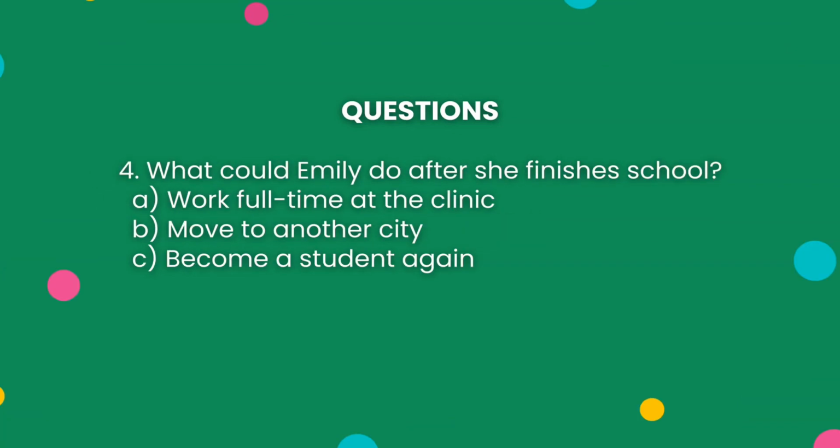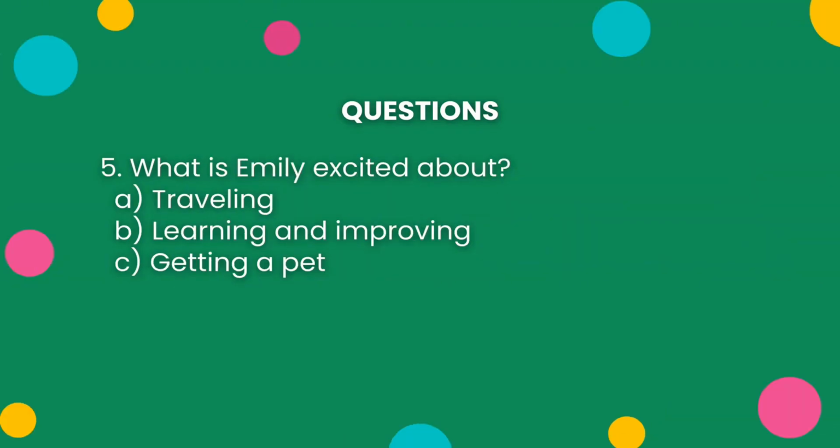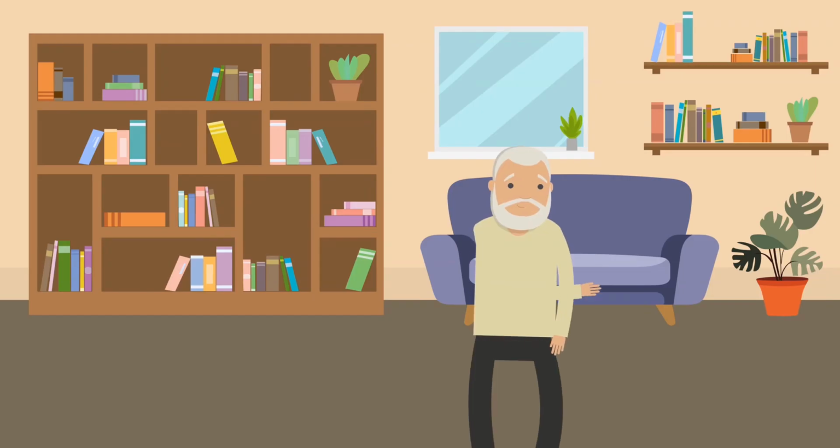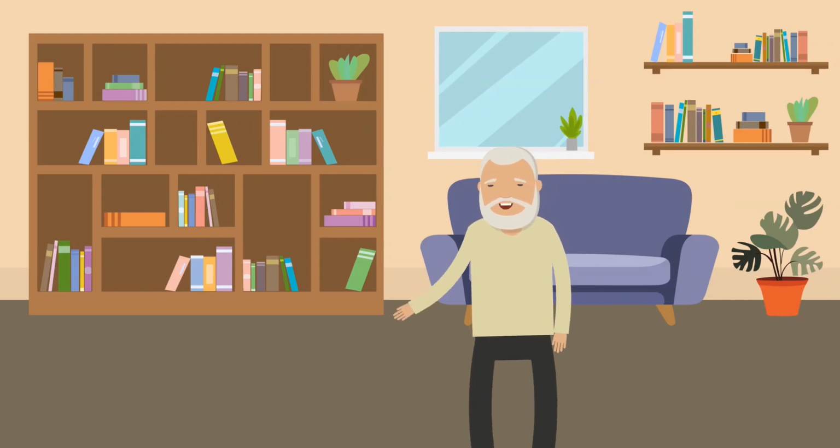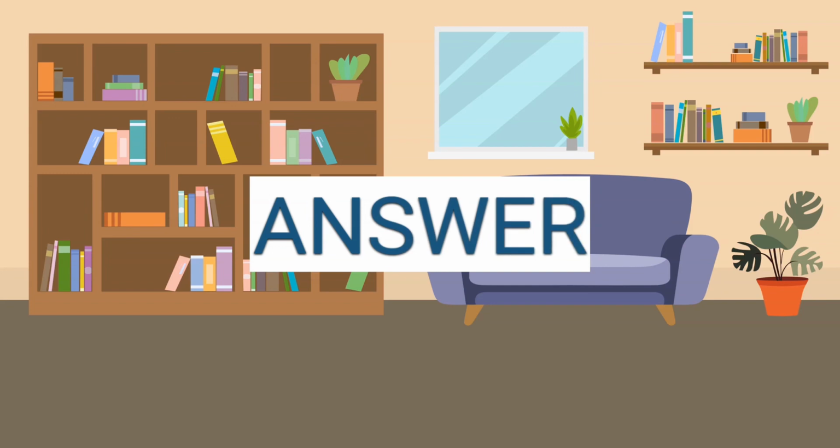4. What could Emily do after she finishes school? A. Work full-time at the clinic. B. Move to another city. C. Become a student again. 5. What is Emily excited about? A. Traveling. B. Learning and improving. C. Getting a pet. Here are the correct answers. Let's see how you did. Answer.